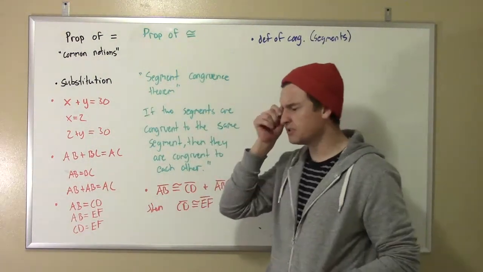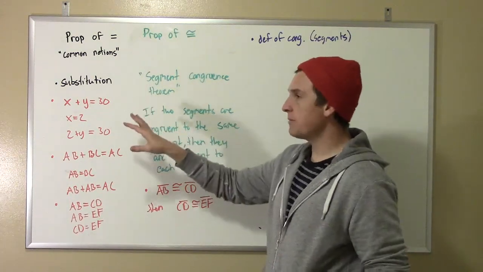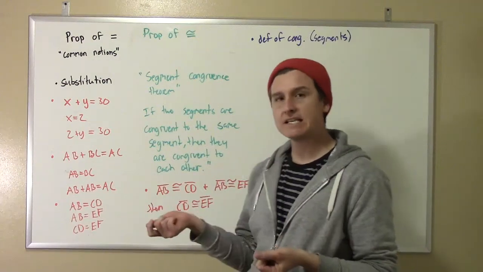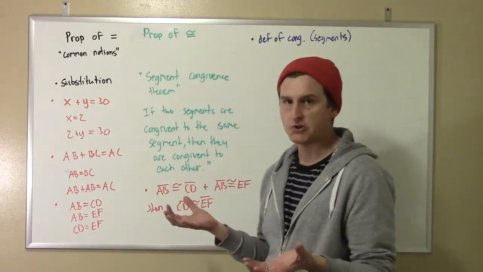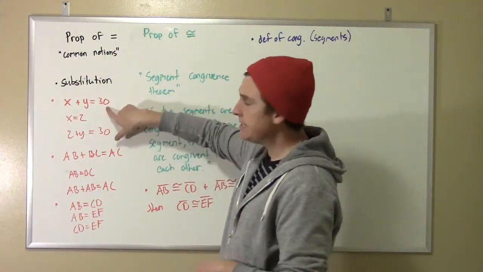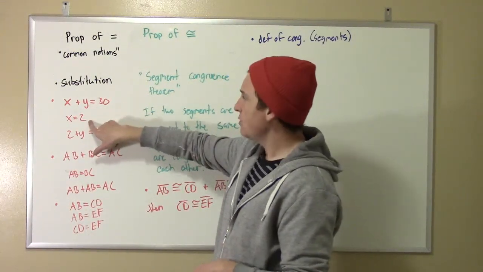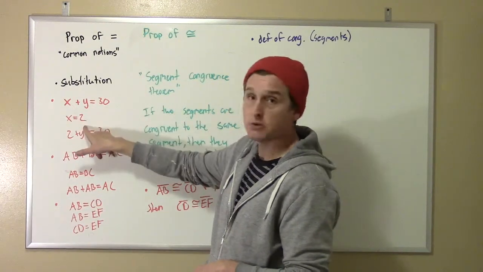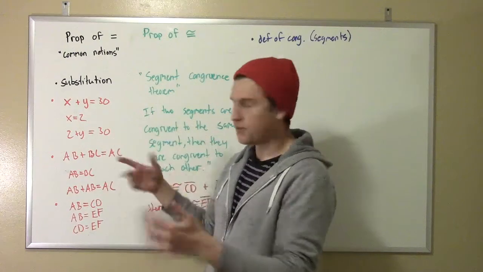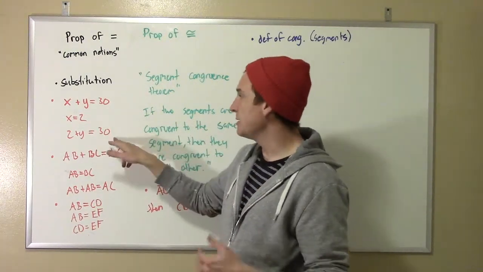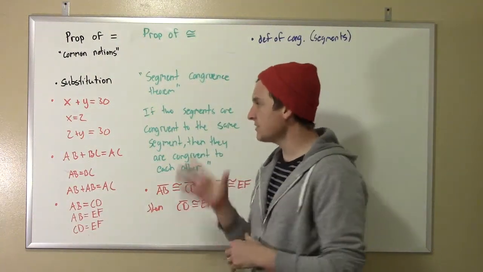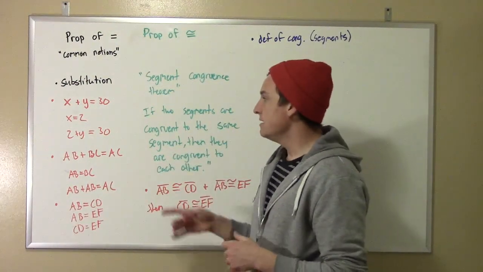So let's take a look at substitution real quick. The substitution property of equality basically says if two things are equal to each other, you can replace one in a statement and that statement is still true. So for example, if I have this statement x plus y equals 30, but I know x equals 2, I can replace that x with a 2 and say, okay, 2 plus y equals 30. And then if I wanted to, I could solve for y, subtract 2. That's a property that we use in algebra when we're solving equations. So that's the substitution property of equality.